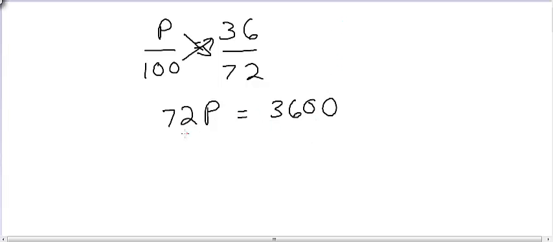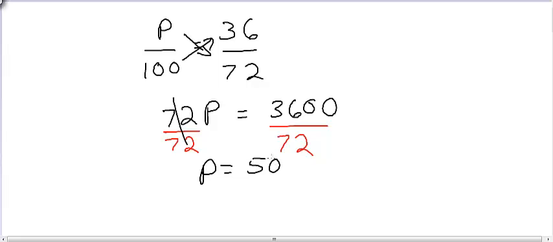So to solve for p, I need to get rid of my 72. So I'll divide each side by 72. On my left side, my p's will cancel out, they'll reduce to 1, so I'm left with p is equal to 50. And doing it this way, I attach on my percentage sign. So my answer is 50%.